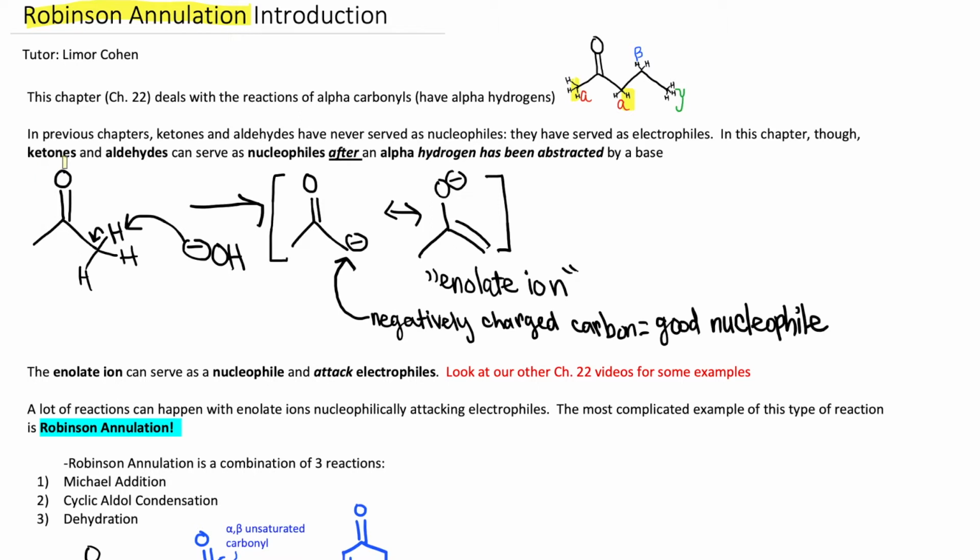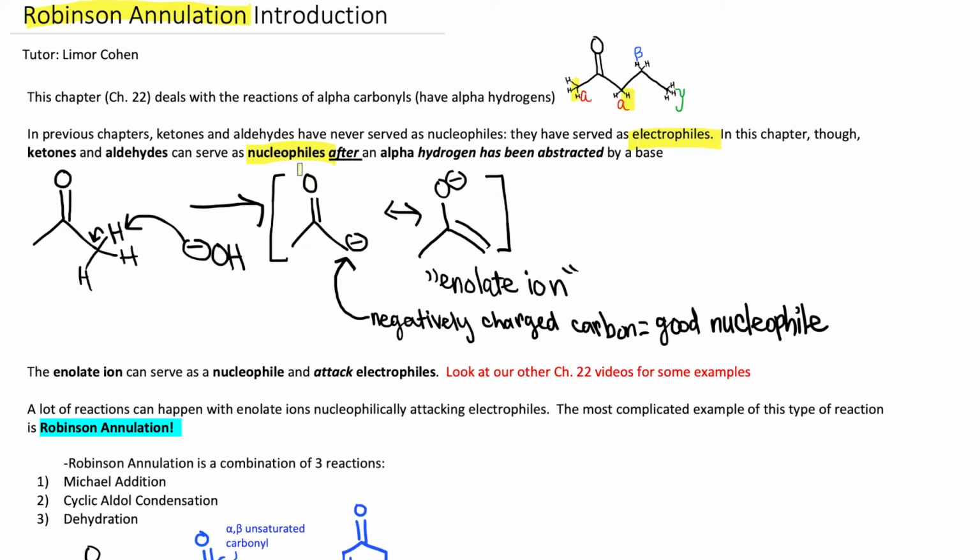In previous chapters, we've always seen ketones and aldehydes acting as electrophiles, meaning a nucleophile will attack them at the carbonyl carbon, which, keep in mind, has a partial positive charge, making it a good electrophile. In chapter 22, though, we are now seeing carbonyls acting as nucleophiles.